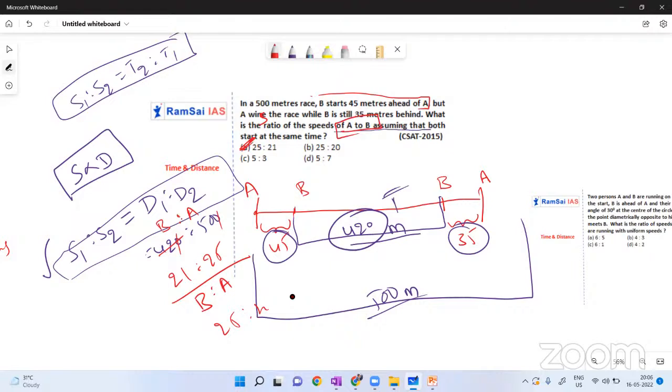Guys, again and again I am telling you, if it was time, we should not consider D1 is to D2. We should consider T2 is to T1, as I mentioned above.